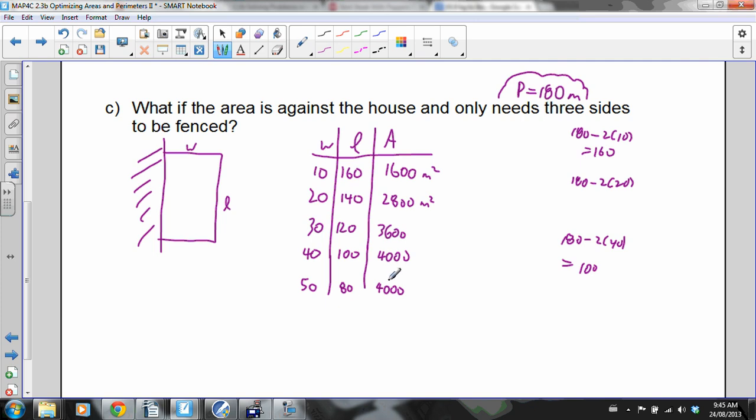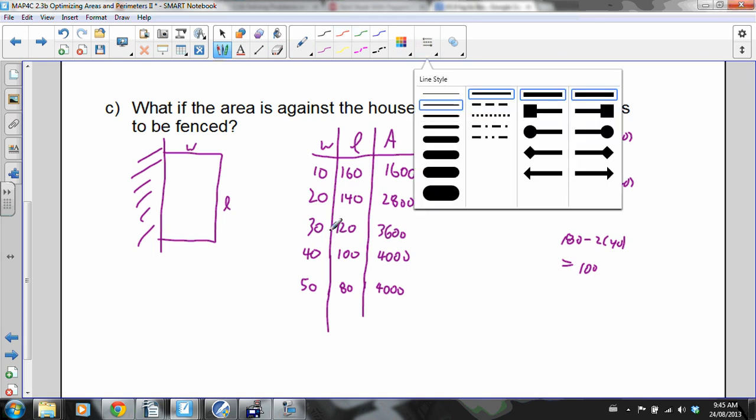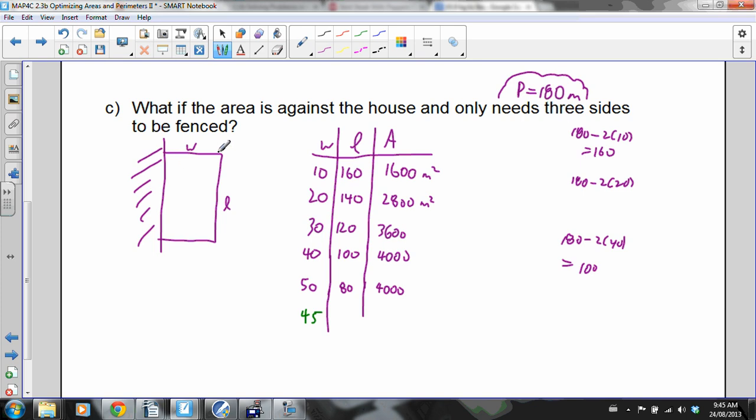I'm not going to do the 60s, but it looks like there's some shapes in here that we're missing, some possibilities, right? Maybe something in here is the best shape because it's going to keep going up, get to a maximum, and then start going down. So what would be the one that we would try? Well, maybe I'd try it halfway in between. Sure, I will. I'm going to try 45. So if this is 45, this is 45, I've used 90, I've got 90 left over for the length, and then I get 4,050. Slightly better, and in fact, that's the best shape that I can do. You can try other ones, but you're not going to get better than that. 45 meter by 90 meter shape is the best.